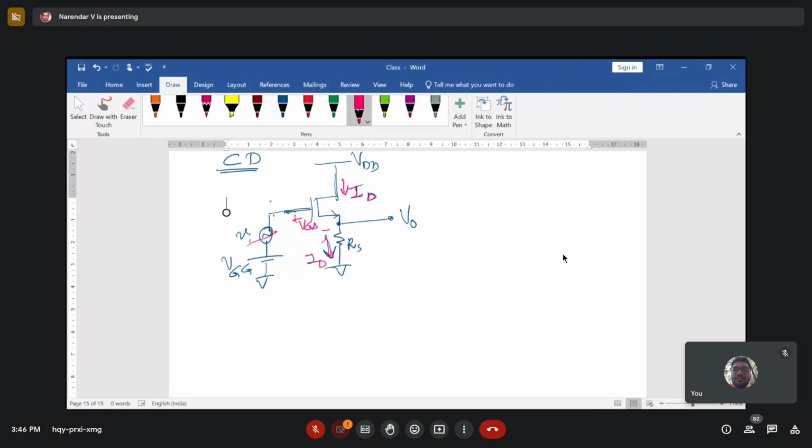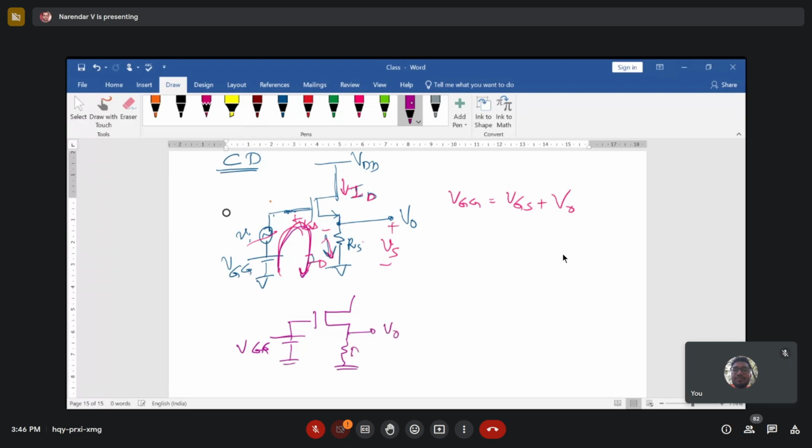So VGG you can write as VGS plus V out. Why is it V out? V out is equal to the voltage across resistor RS, VS. Now I can consider this is the loop available to me, and I am applying it. I'm making the small signal 0, and here is the resistor RS, with V out across it.